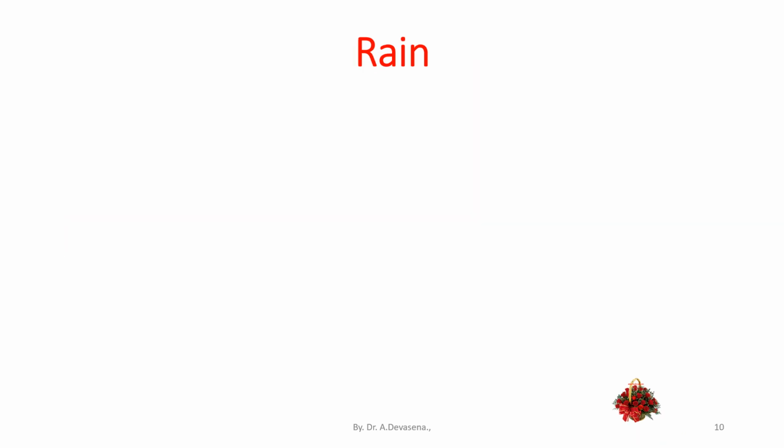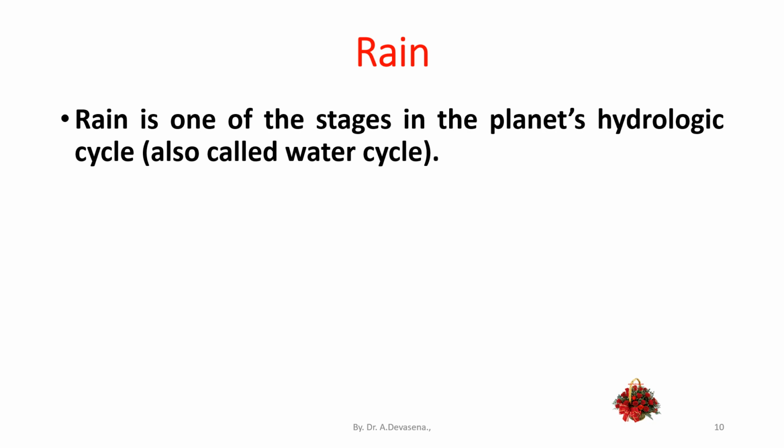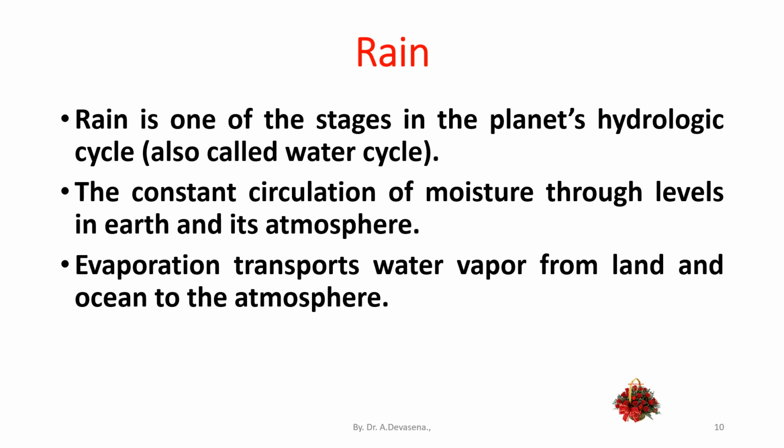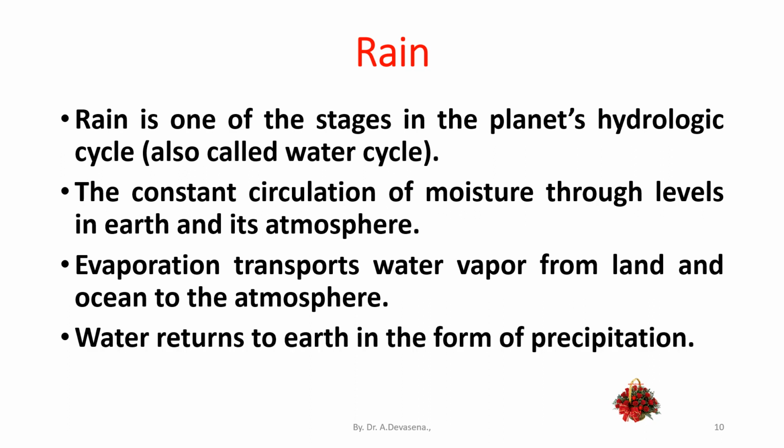Let us see the general information about rain. Rain is one of the stages in the planet's hydrologic cycle, also called the water cycle, the constant circulation of moisture through levels in Earth and its atmosphere. Evaporation transports water vapor from land and ocean to the atmosphere. Water returns to Earth in the form of precipitation.